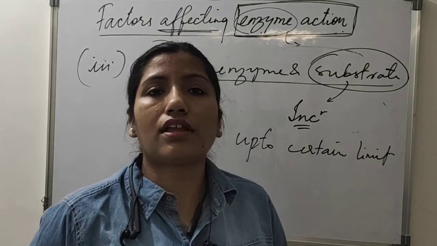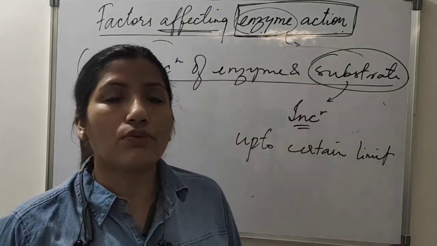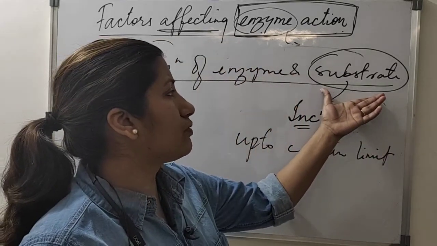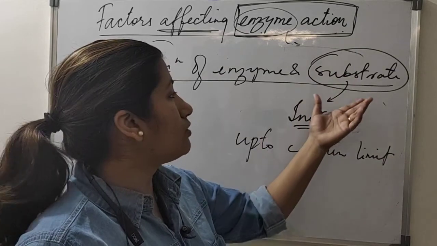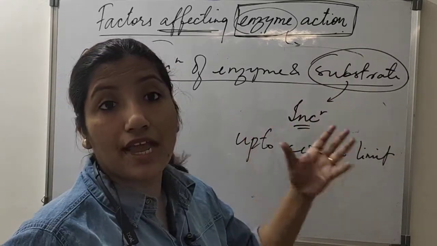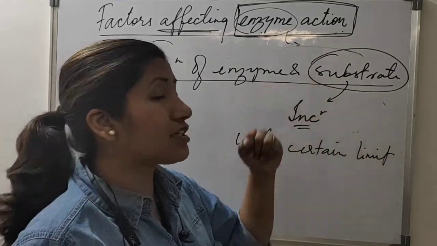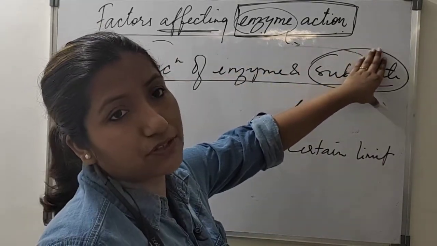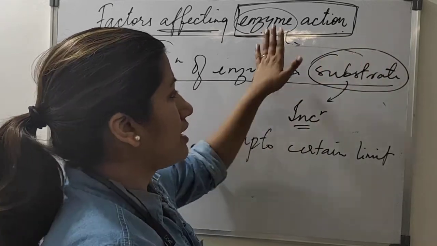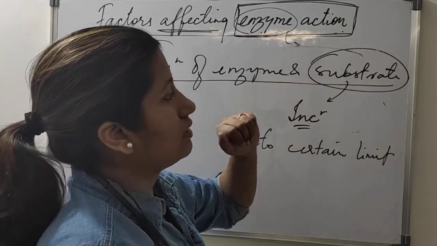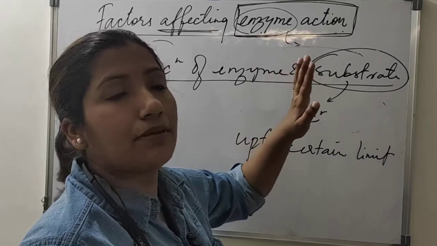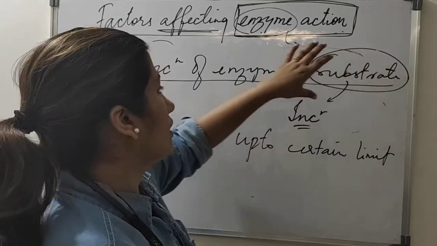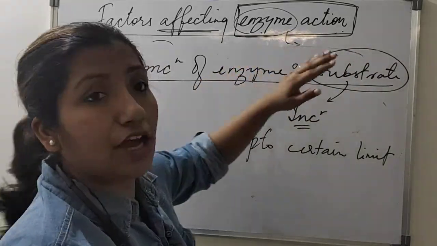Alright, so there is a solution where you have added the substrate and the enzyme. If you increase the amount of the substrate, the rate of reaction will also increase. The enzyme's activity will also increase. See, the enzyme does activity on the basis of the presence of the substrate. If the substrate is not there, the enzyme cannot do its function. So we will see that in the case of enzyme action. If we increase the amount of substrate, the enzyme's activity will also increase, but up to a certain limit.